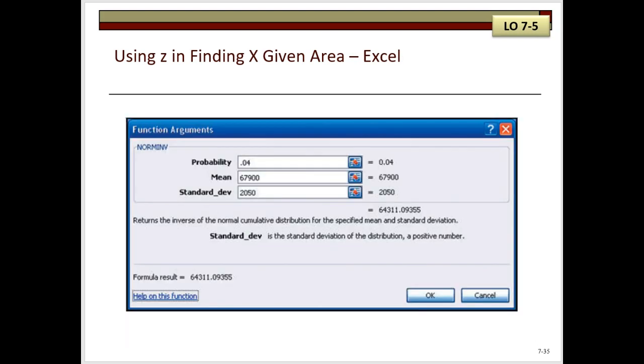If you're using Excel, then the most direct way to obtain the answer to the problem is by using this Excel function, equal NORMINV. Note that this function does not have the S, which distinguishes it from another function. So on any Excel worksheet cell, you're going to type this information in, and you'll get an answer of 64,311.09.